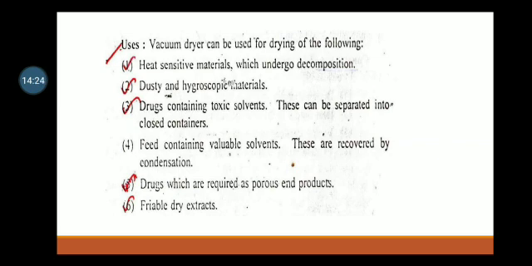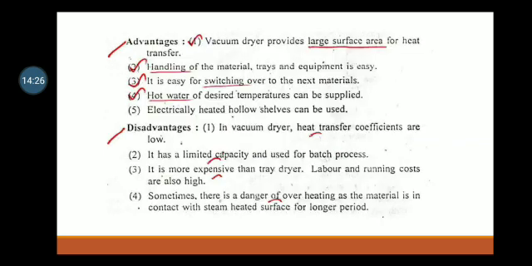Friable dry extracts. Advantages: vacuum dryer provides large surface area for heat transfer. Handling of the material, trays and equipment is easy. It is easy for switching over to the next material. Hot water of desired temperature can be supplied.